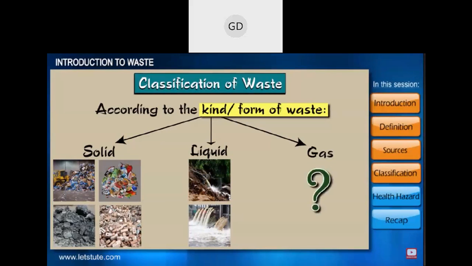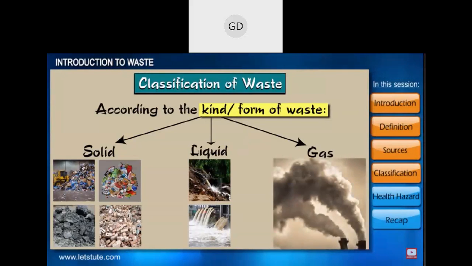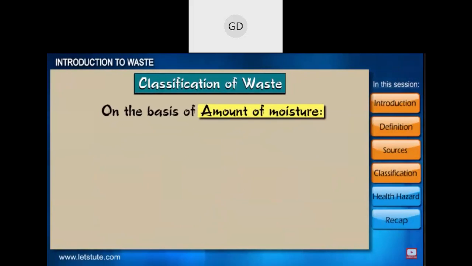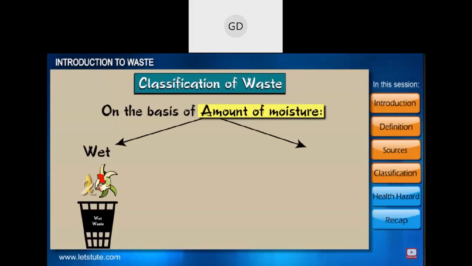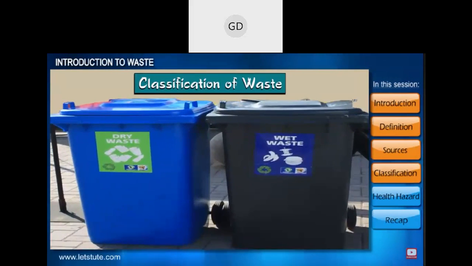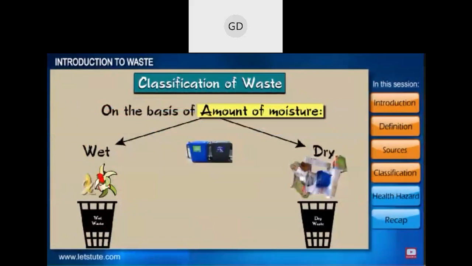Can you all guess any type of gaseous waste? Gaseous waste includes poisonous gases from various industries. On the basis of amount of moisture present in the waste, it is of two types: wet waste and dry waste. You might have all seen those plastic containers which are mostly kept alongside the pavements, right?